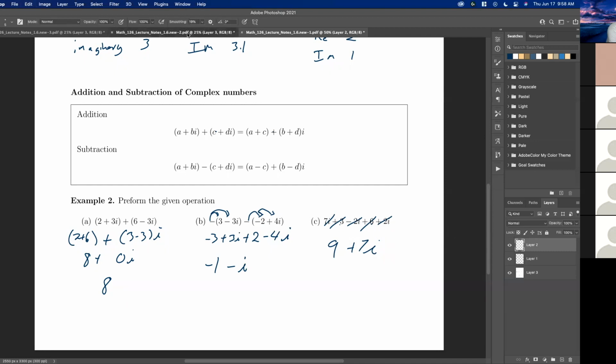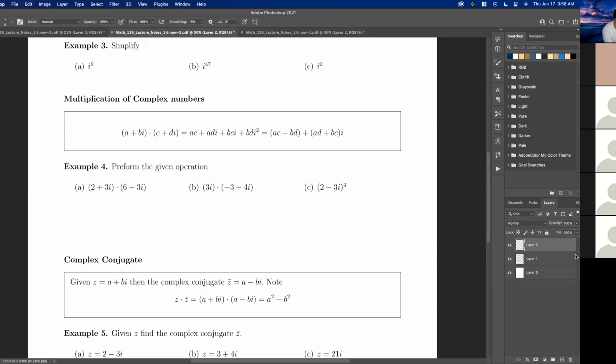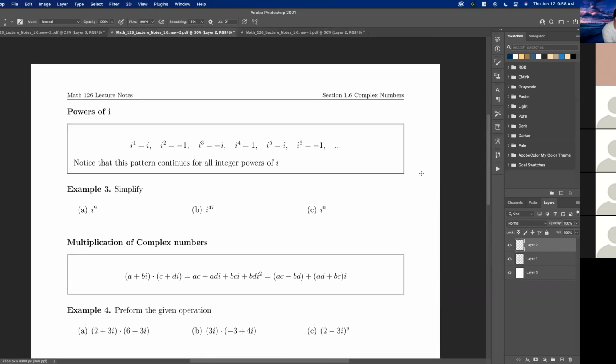All right, let's go to the second page. So let's talk about powers of i. Notice the patterns of powers of i.